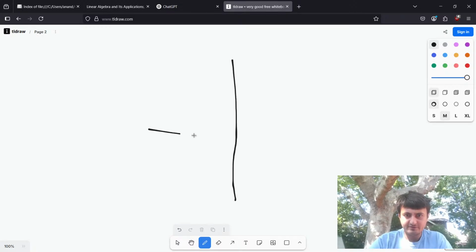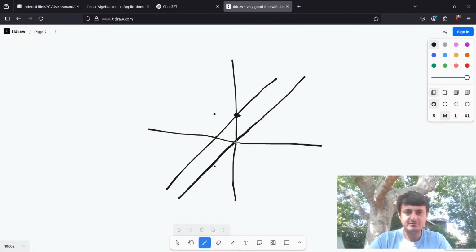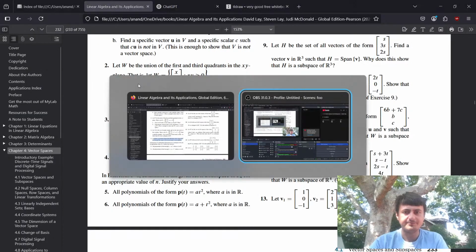You have XY axis, then you have this line. Take this point to be U and this point to be V. Then U plus V is going to be over here. It's not on the line. But when it's on the axis, then it's all collinear, so there's no way to get out of it. So this is actually really cool. So that's not in V. So there's the answer to that one.